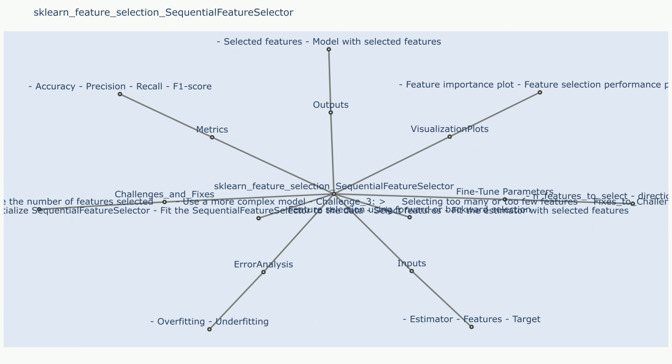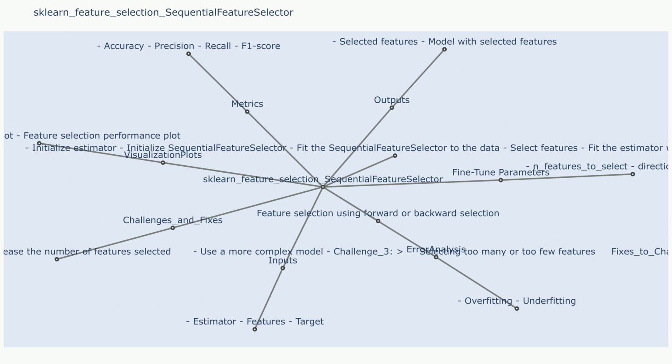Steps. Initialization. The feature selection process starts with either an empty set of features for forward selection or with all features for backward selection. Feature evaluation. For each iteration, the algorithm evaluates the performance of the estimator with the current set of features using the specified scoring function and cross-validation.